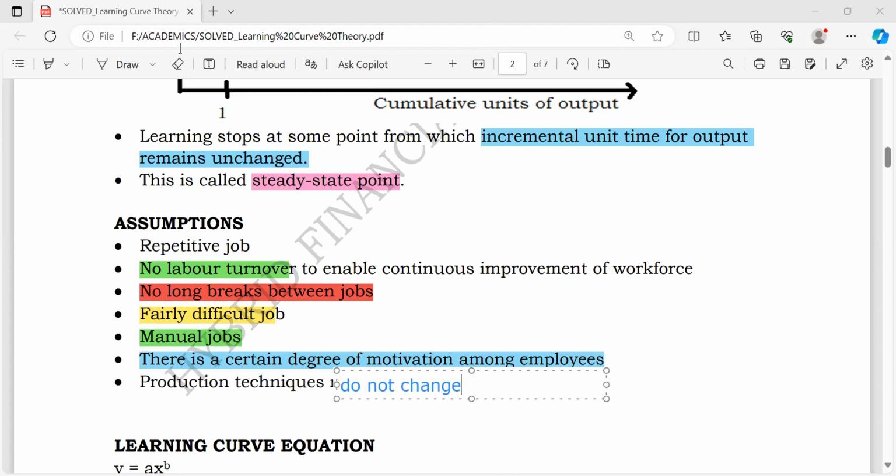Okay, so that's all I wanted to speak of here. And now we go to the learning curve equation. So let's be together until we reach the final point.